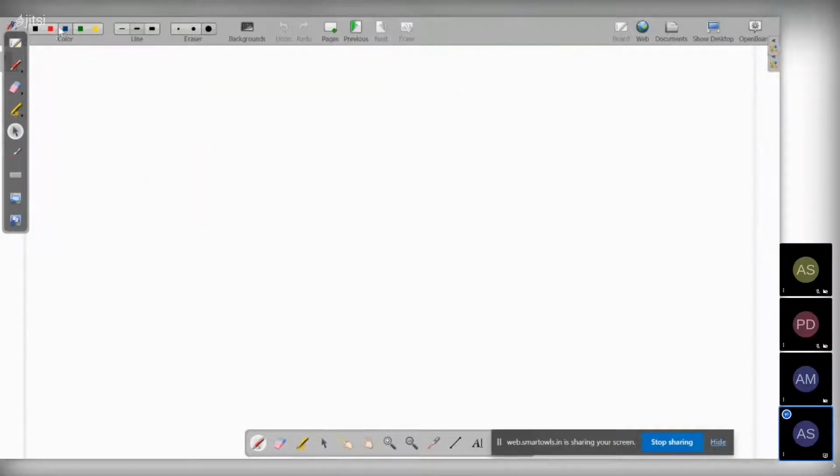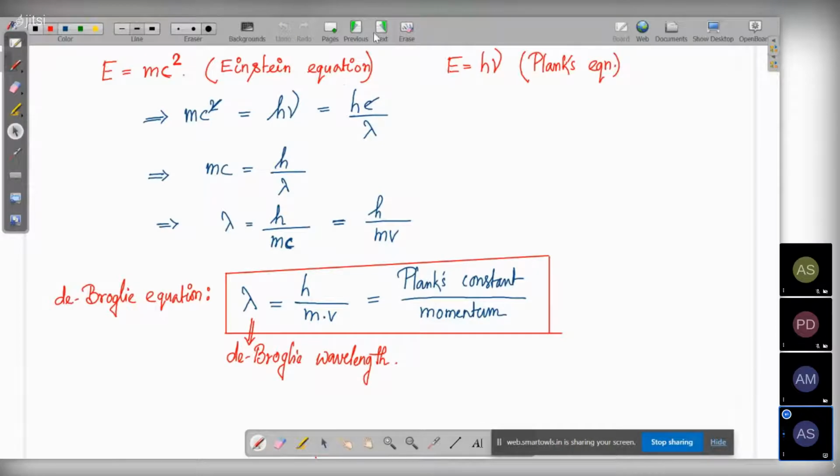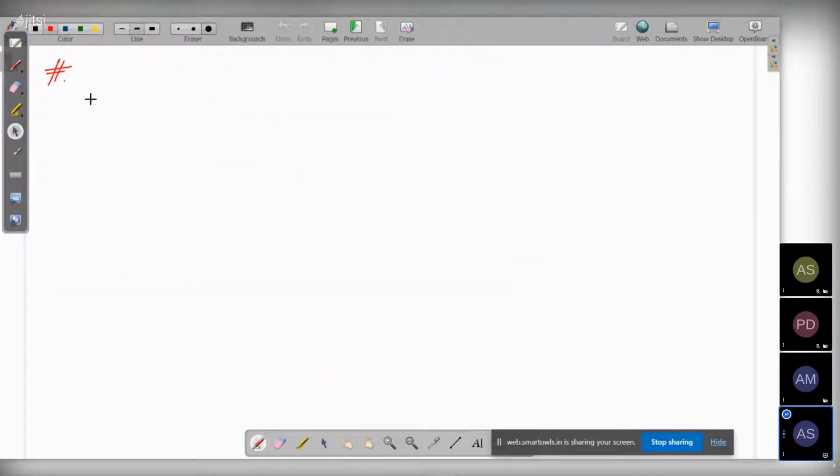Let's take a question. Suppose we are saying fine, the electron has a de Broglie wavelength. How to calculate it? So let's calculate that. Calculation of de Broglie wavelength.